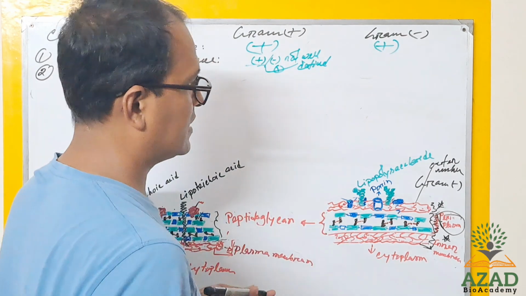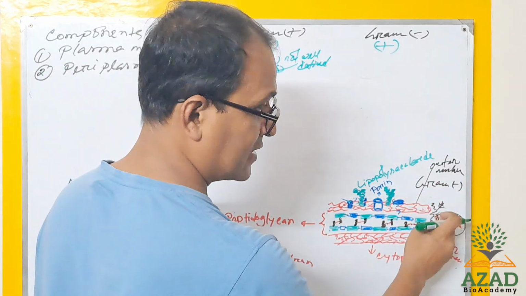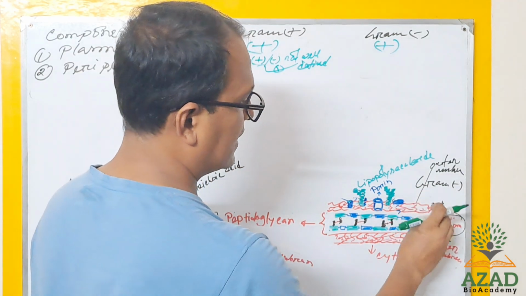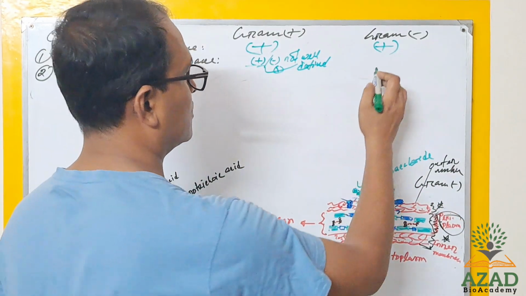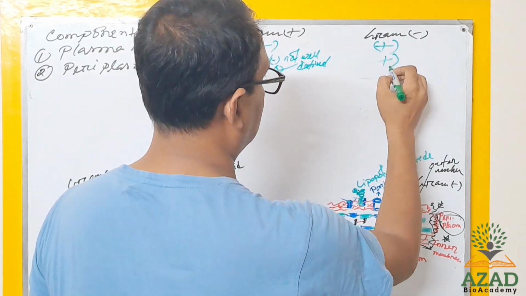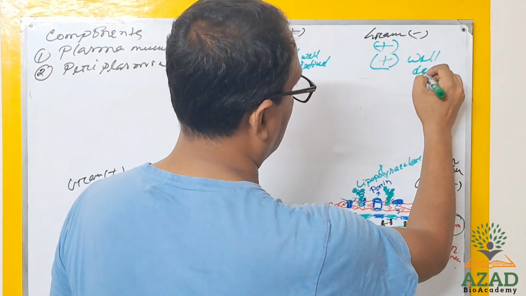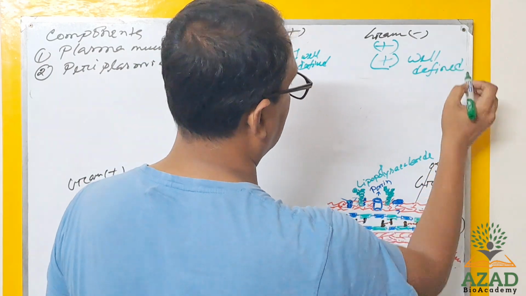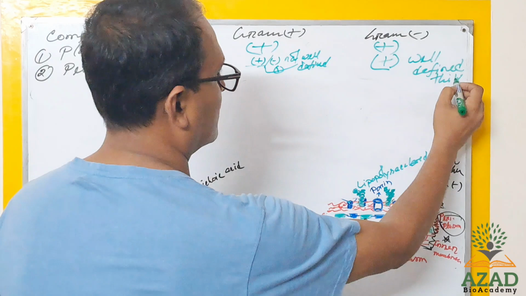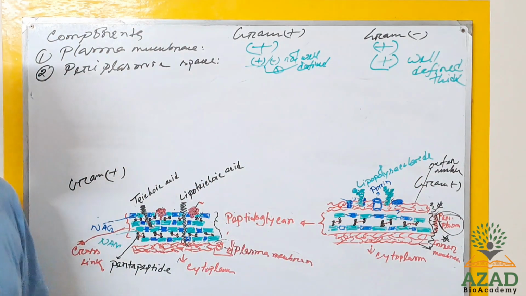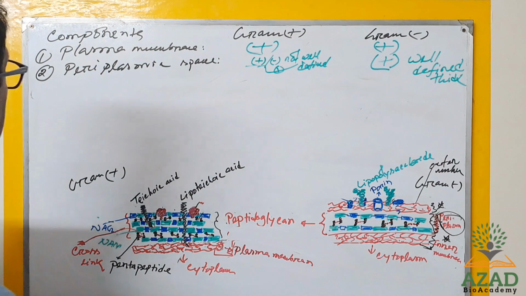But in gram-negative bacteria the periplasmic space is very thick and clearly visible. So the periplasmic space is present and well defined, and you can say very thick. So this is the periplasmic space of gram-positive and gram-negative bacteria.